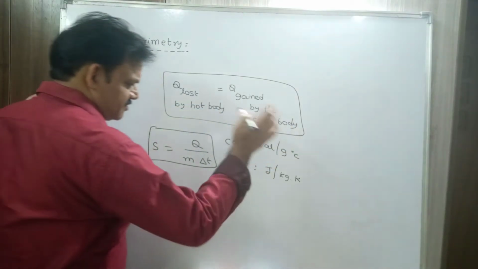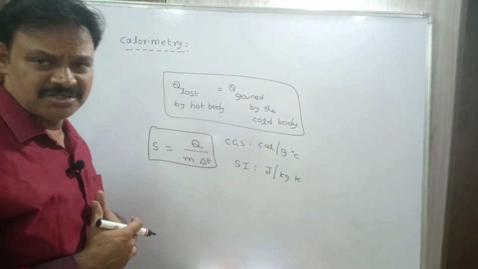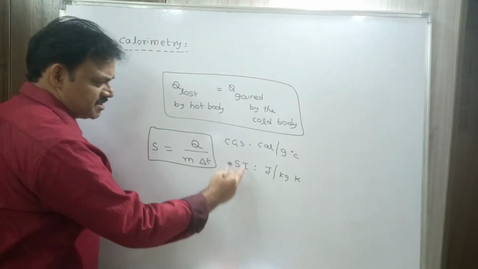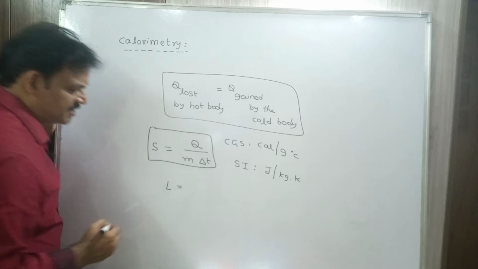Okay, we'll discuss the temperature difference scale relations. I think in the previous video we discussed it. Okay, these are the CGS and SI units of specific heat, and I think you know about latent heat.